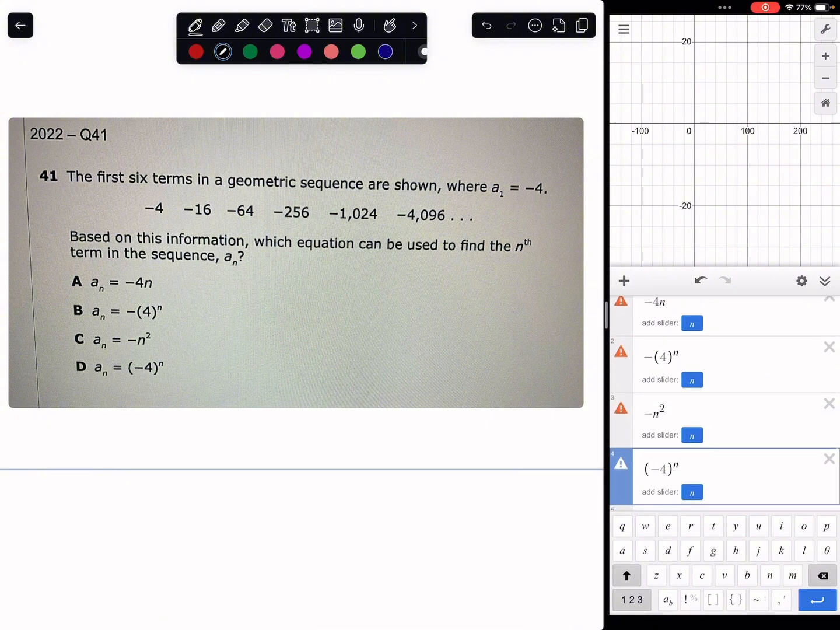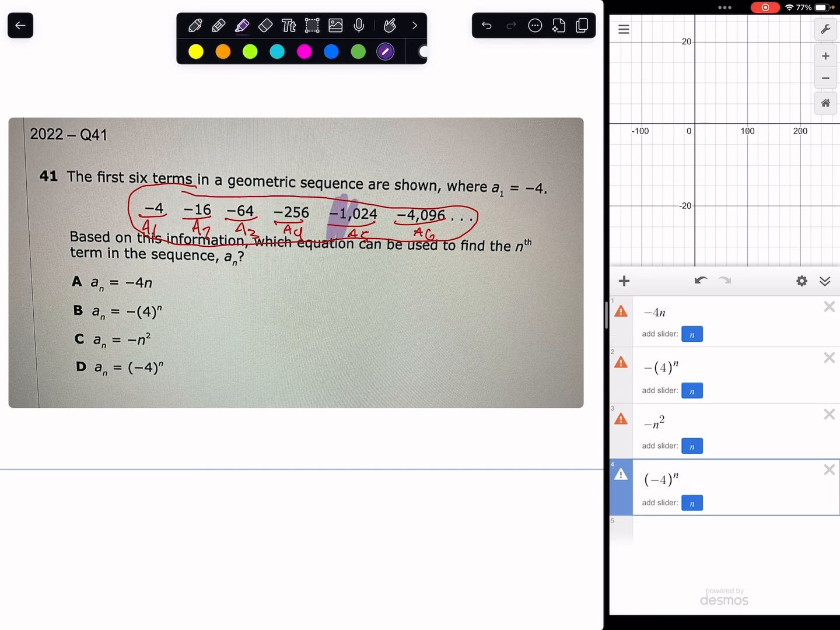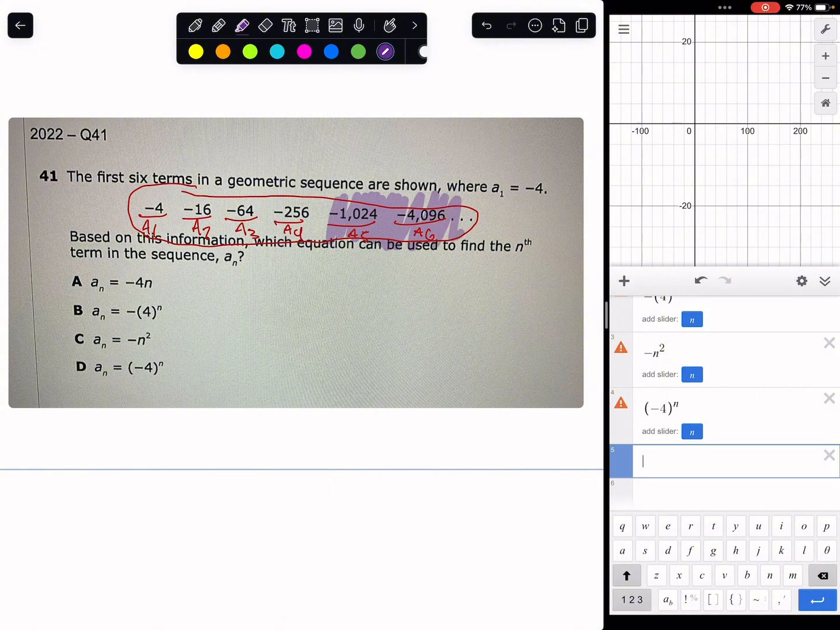Now, remember that this is A1, A2, A3, A4, A5, A6. So now we've got to plug in a number for n, but we want to pick one of the ones that's right here. And I always choose one of the back numbers. I always choose either the 5th or the 6th number.